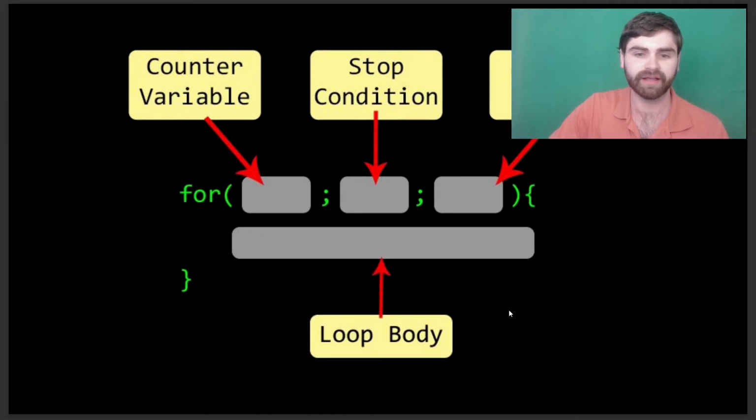And then the last bit, the fourth bit, is the loop body. So this is going to be the segment of code that you want to keep iterating over. Alright, so now that we've looked at what the different pieces are, let's actually see this in practice.